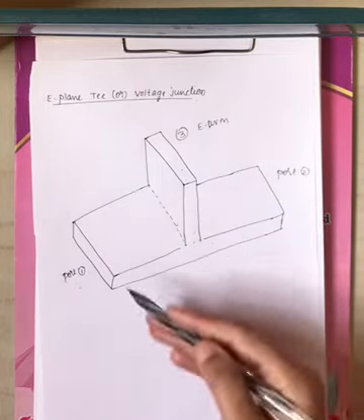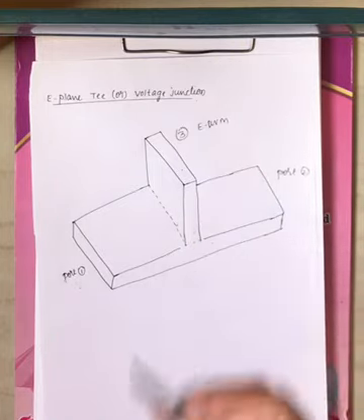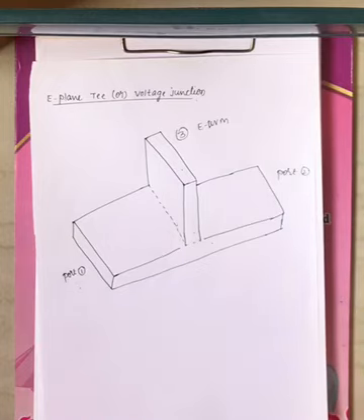Now all these 3 ports lie in the plane of the electric field lines. That's why it is also called the voltage junction. In the H-plane T, the arms lie in the plane of the magnetic field, that's why it is called the current junction. But here the arms lie in the plane of the electric field lines, and that's why it is called the voltage junction.